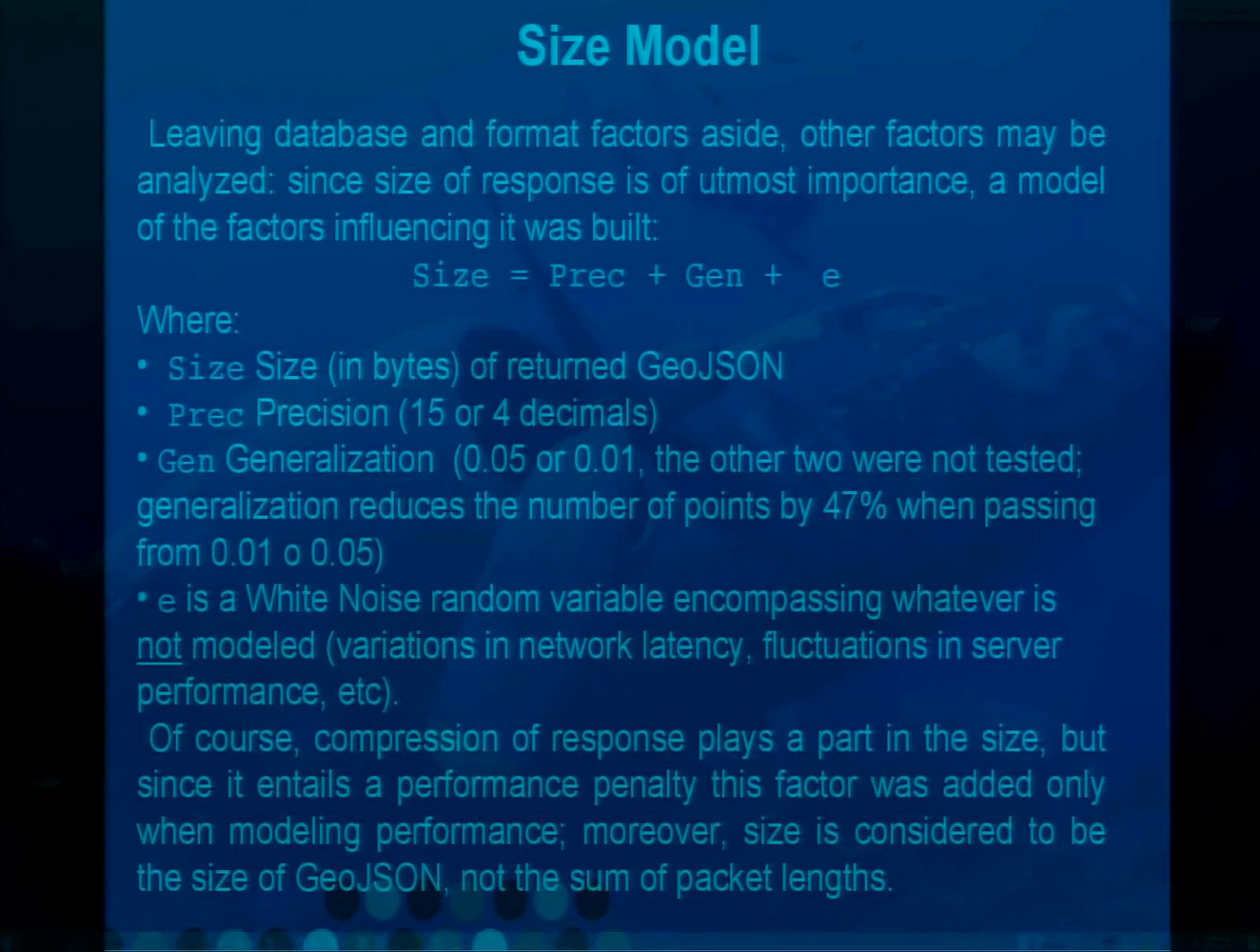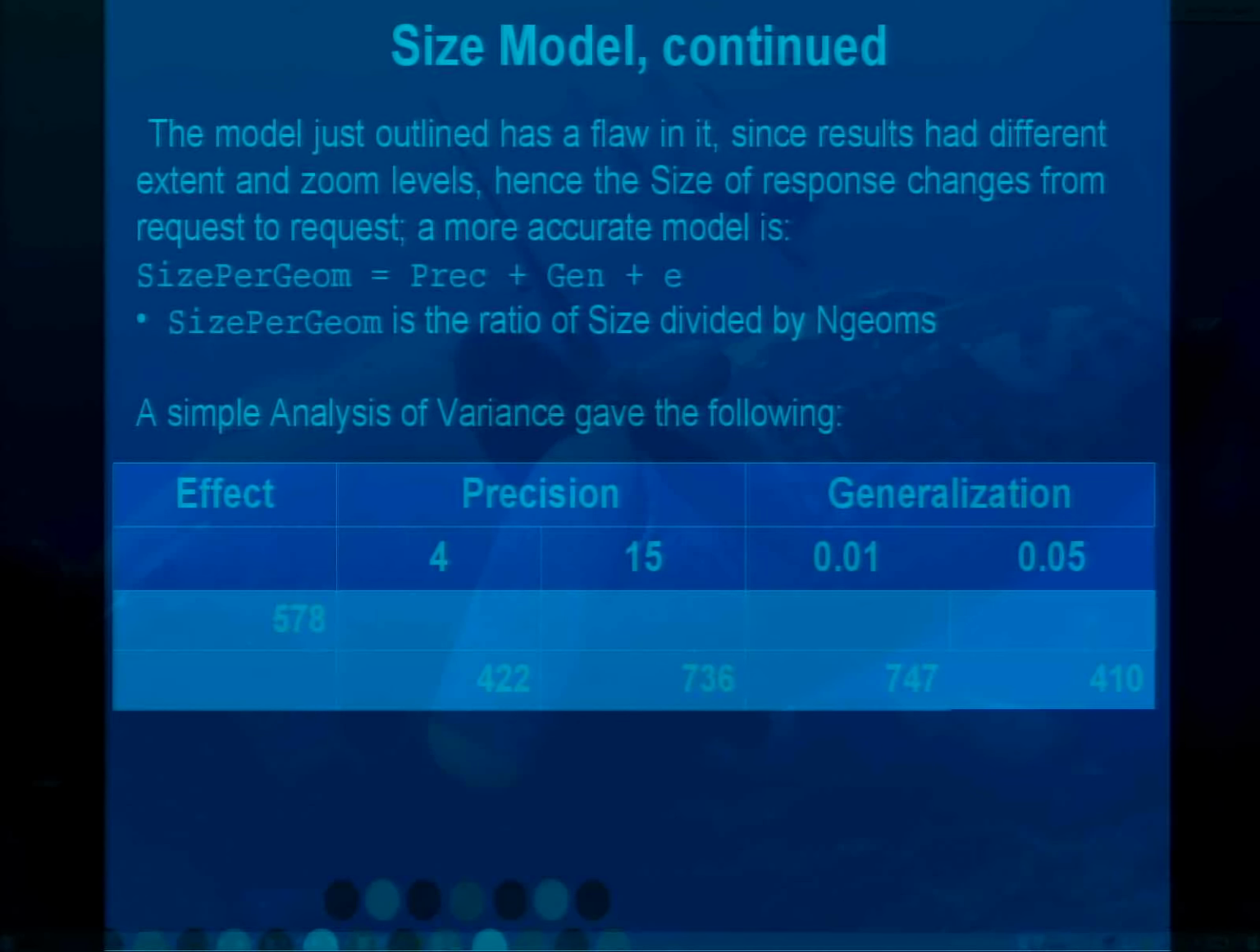So I'm first modeling the size, and then I will use the size to model performance. So two models. Then I use size per geometry because that was more useful for modeling performance. So I'm not actually modeling size, but size per geometry, because size, of course, depends on the number of geometries you have.